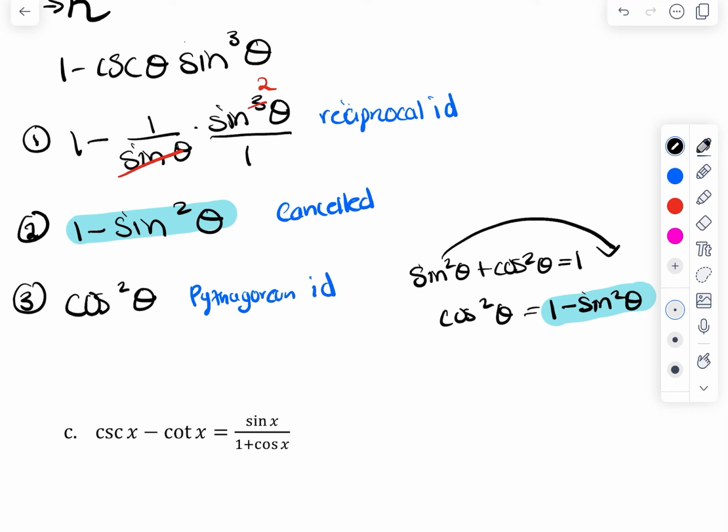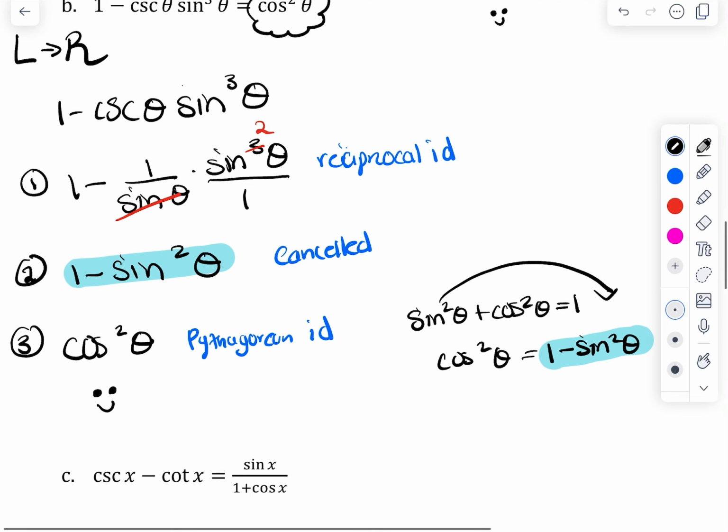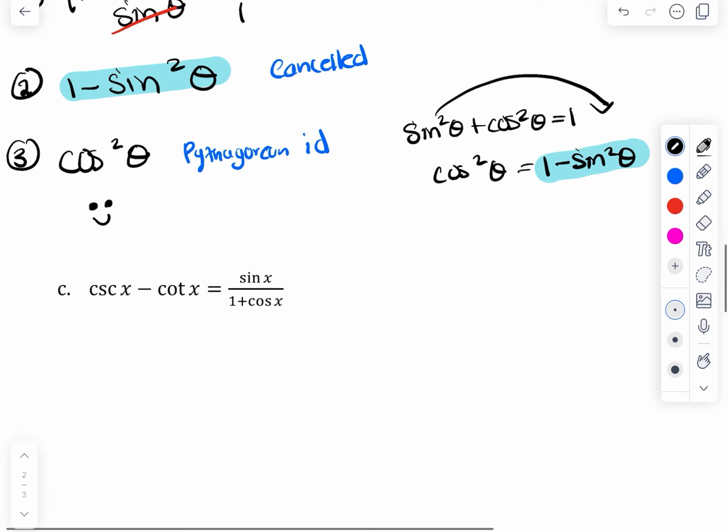And we're done. That one was quick. We like that. This would be considered an easy identity, right? So change cosecant to 1 over sine, cancel, use the Pythagorean identity, and we get to cosine squared theta. Perfect. All right, let's do another one.